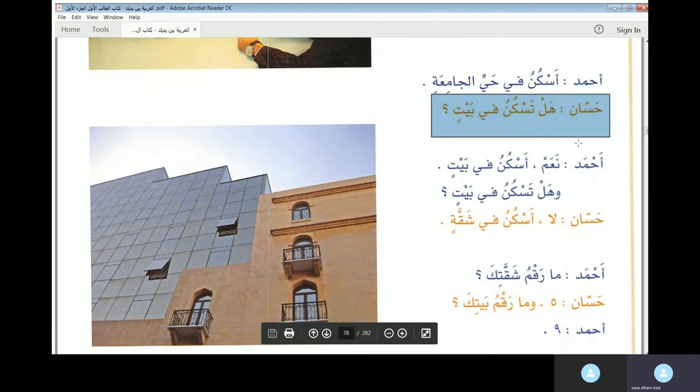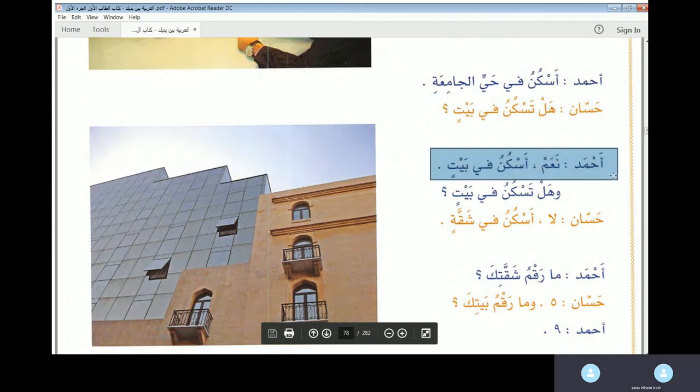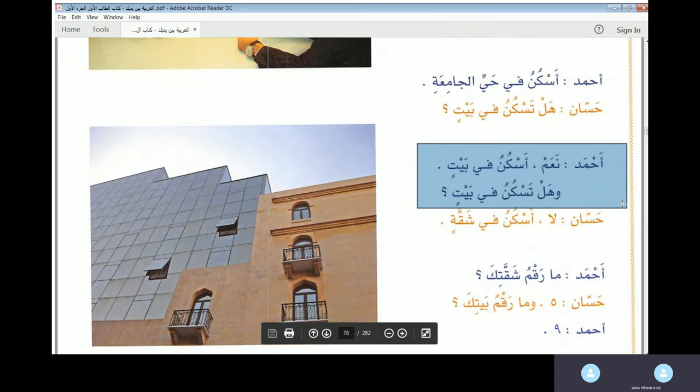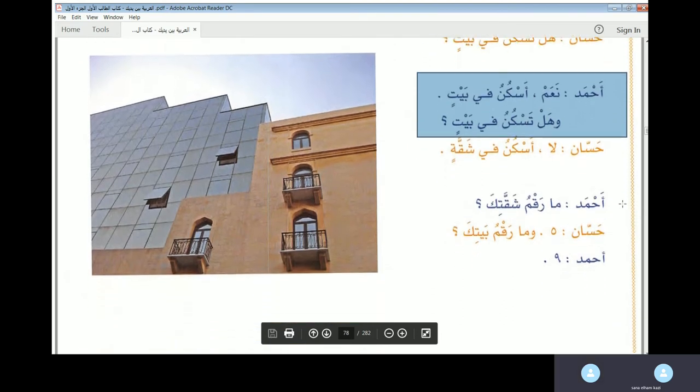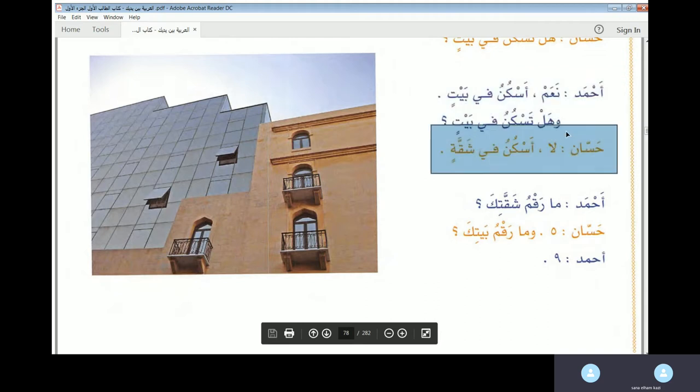Hal taskunu fi baytin? Hal is what? Do you live in a house? In a house. Okay. Ahmad: Na'am, askunu fi baytin. Yes, I live in a house. Wa hal taskunu fi baytin? And do you live in a house? La, askunu fi shaqqatin. I live in an apartment.